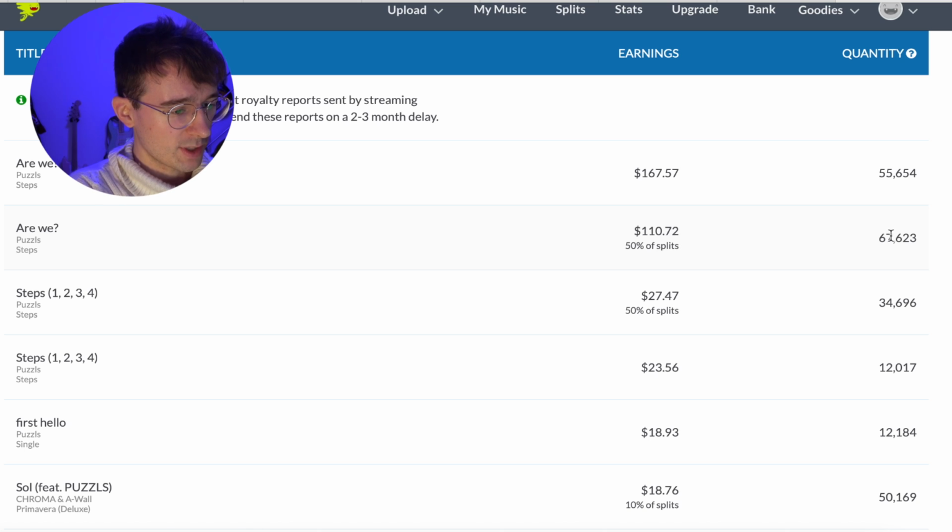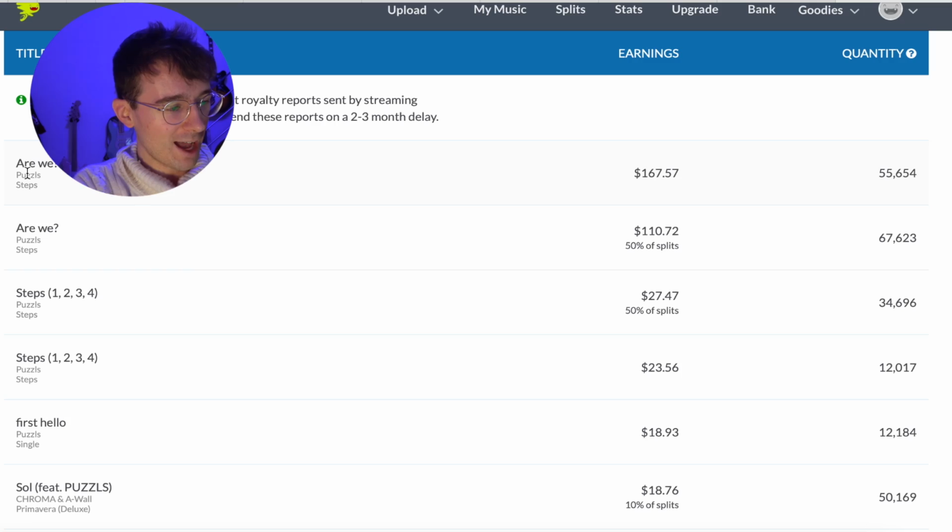Comparing this number of streams to this number of streams, we can see that for a higher amount of streams she got less money, which is because now 50% of the splits go to her collaborator. What's interesting is, in this example, she actually uploaded that song without splits because the other person didn't have DistroKid at that time, up until the point where she installed this split here.